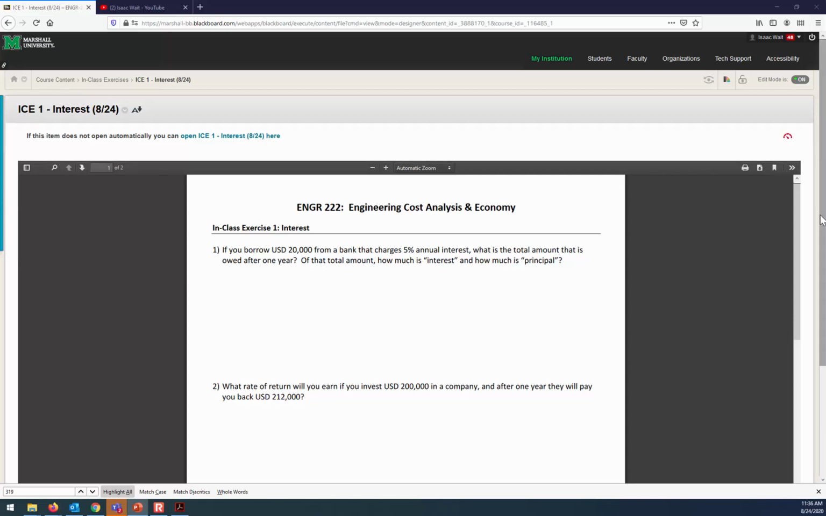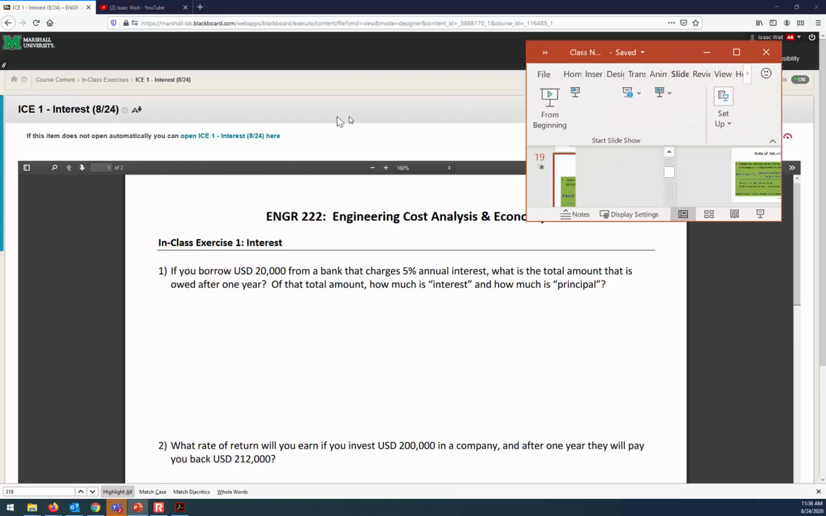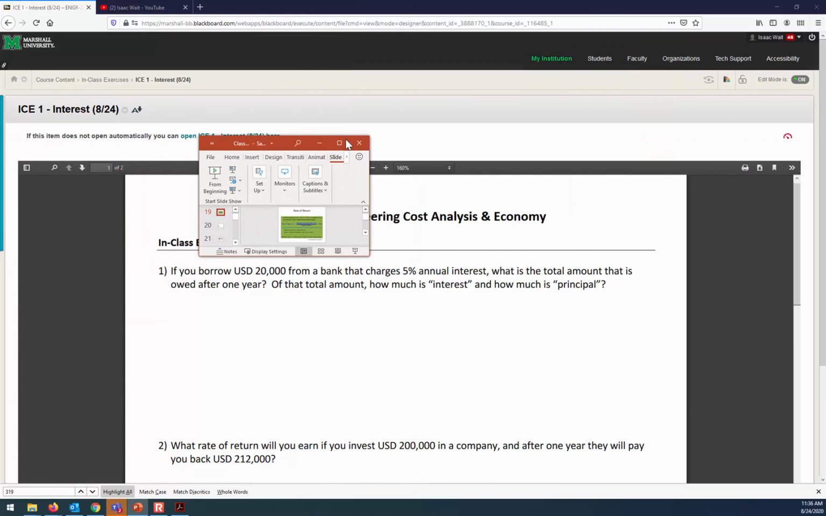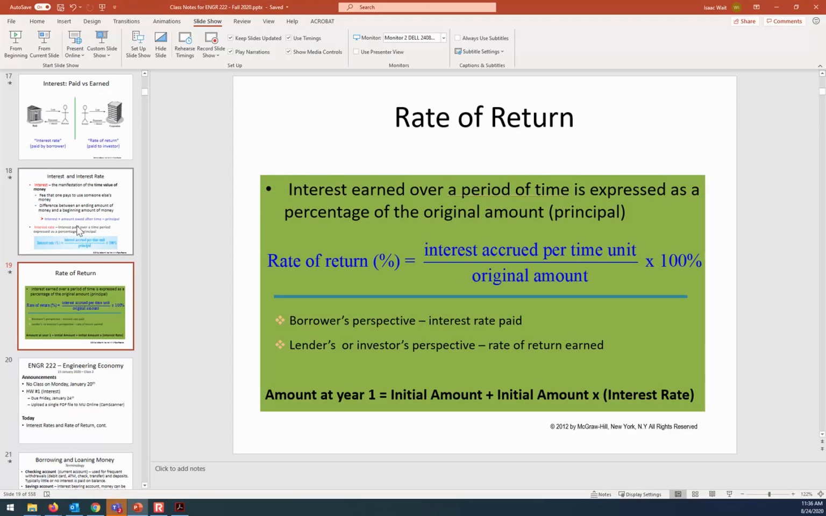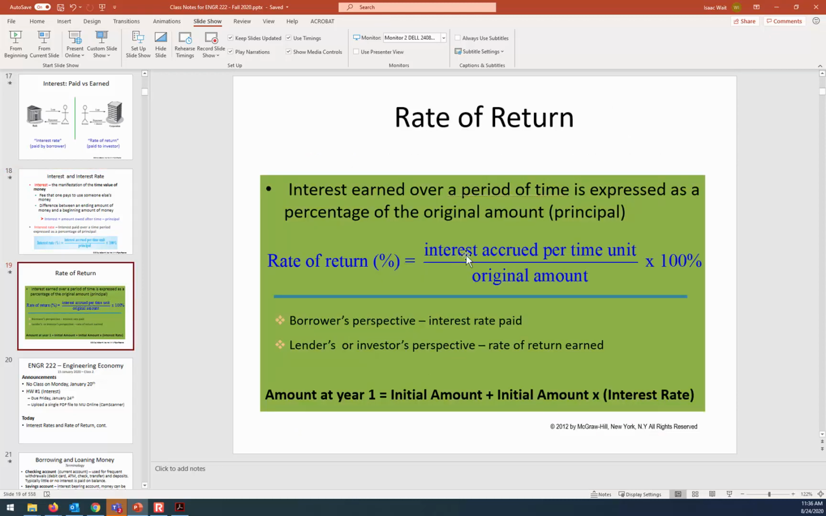So what I'm going to do, it's going to seem awkward, but I'm going to stop talking for a few minutes and give you a moment to try and calculate. If you borrow, for example, $20,000 from a bank that charges 5% interest, then how much do you owe after 1 year? And then of the amount that you owe, what is the interest amount and what is the principal? So this is just applying the concepts that we looked at in these last two slides. And so these equations are the equations that you're going to need to solve the in-class exercise.